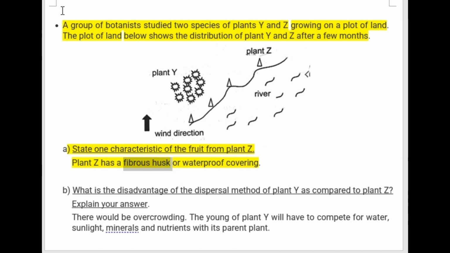B. What is the disadvantage of the dispersal method of plant Y as compared to plant Z? Explain your answer. There would be overcrowding. The young of plant Y will have to compete for water, sunlight, minerals and nutrients with its parent plant.